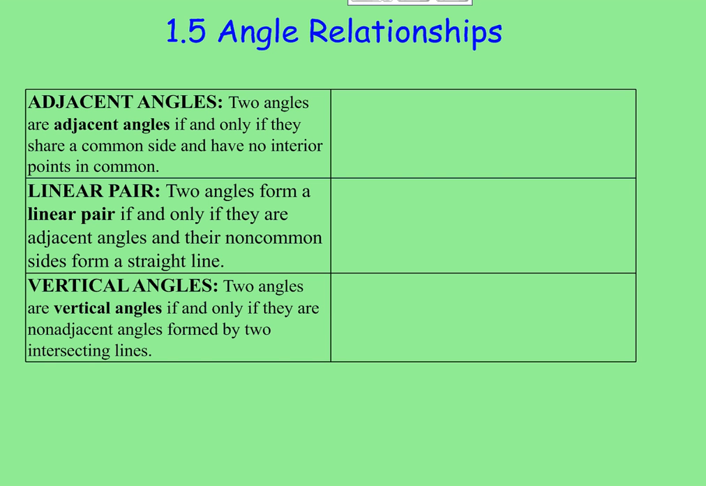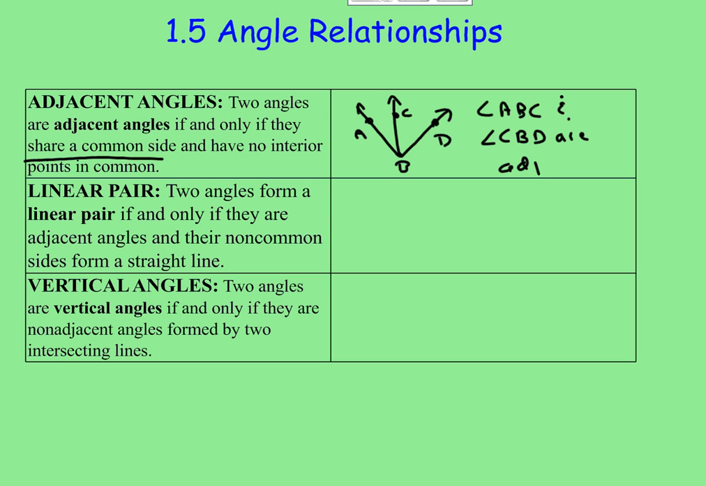Adjacent angles. In geometry, we call angles adjacent if they share one side and have no interior points in common. Let me draw you a quick example. If I've got angle ABC, that's an angle. If I draw one right off of it, I would say angle ABC and angle CBD are adjacent. So those two angles are adjacent.